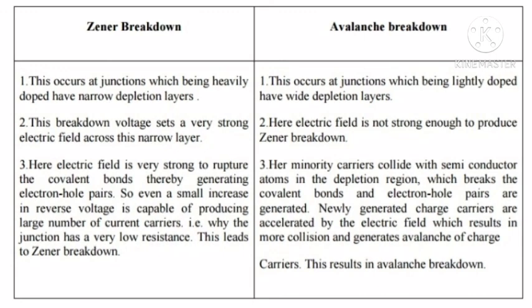Another very important difference which is not mentioned here is the temperature coefficient of the breakdown voltage. Avalanche breakdown has a positive temperature coefficient of breakdown voltage. That is, with the increase in temperature, the breakdown voltage for the avalanche breakdown mechanism also increases. Whereas the Zener breakdown has a negative temperature coefficient of the breakdown voltage. That is, with the increase in temperature, the breakdown voltage for the Zener breakdown mechanism decreases. These are very important points. Remember all this. Thank you.